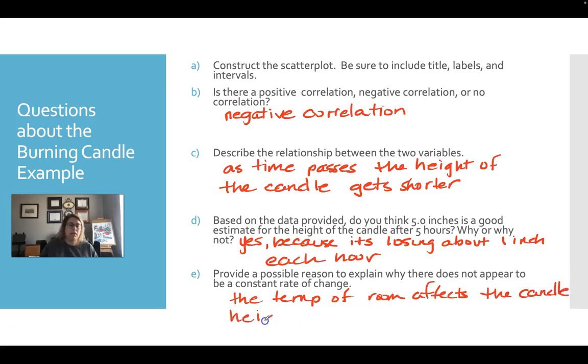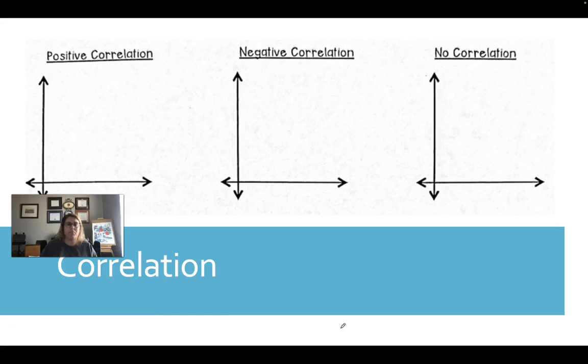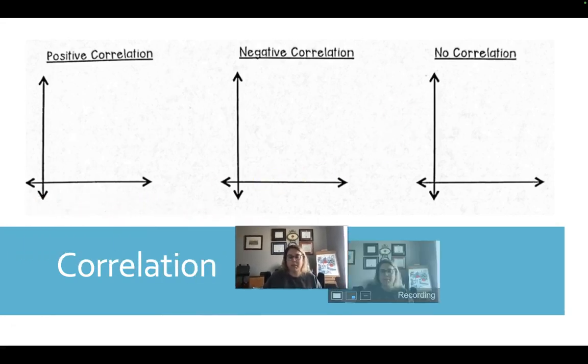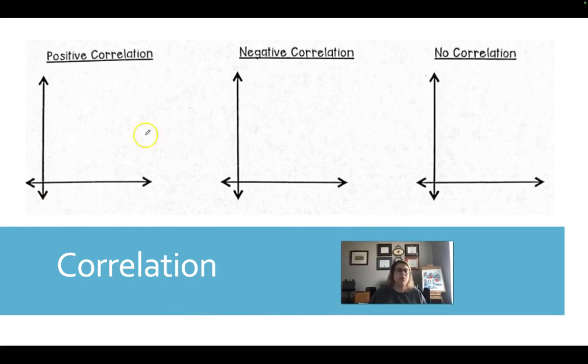It could also be that burning a candle just isn't going to be constant. There's many factors that could come into play. So I would say the temperature of the room might have something to do with it. Now, we just said the word negative correlation, and we were asked about positive correlation or no correlation.